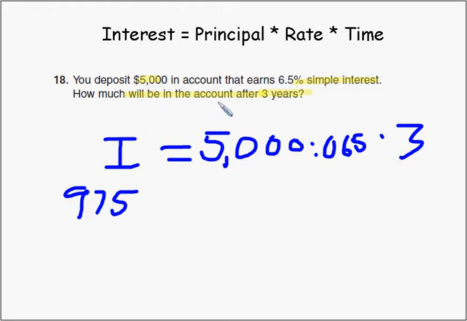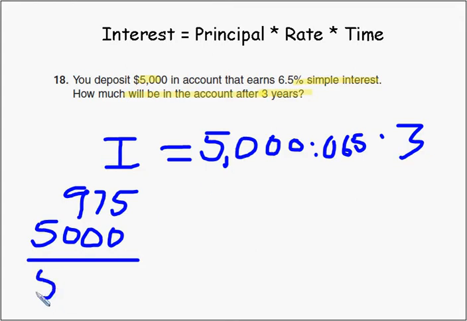How much will be in the account after 3 years? We'll have to add that to 5,000. So they're going to earn $975 in interest, and in the end, after 3 years, there's going to be $5,975 in the account. Let's look at one more.